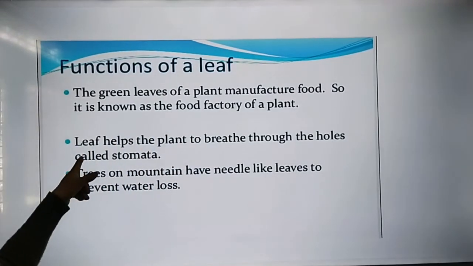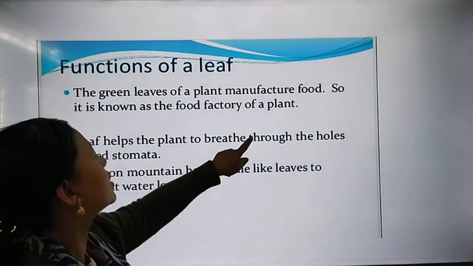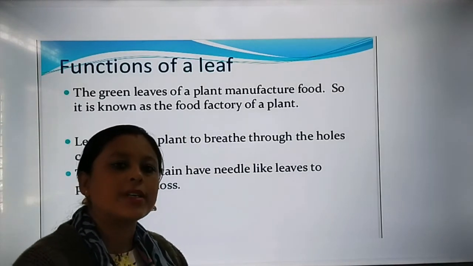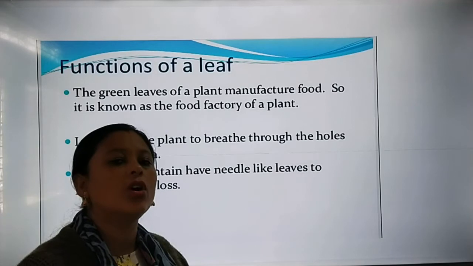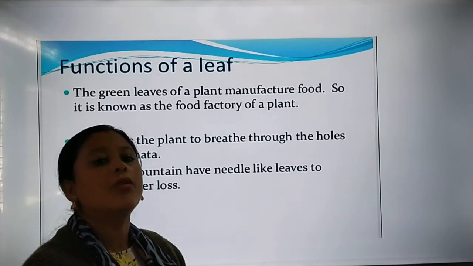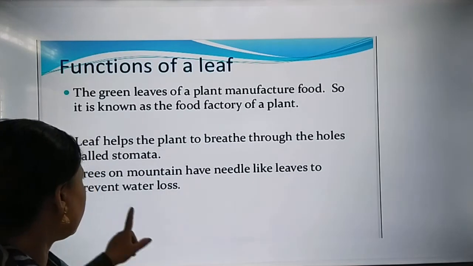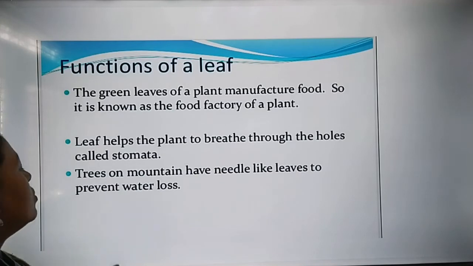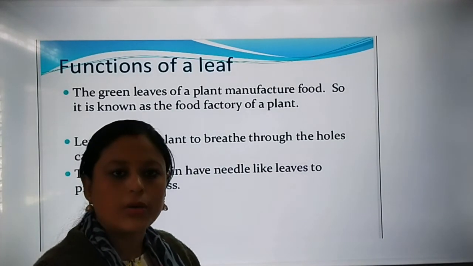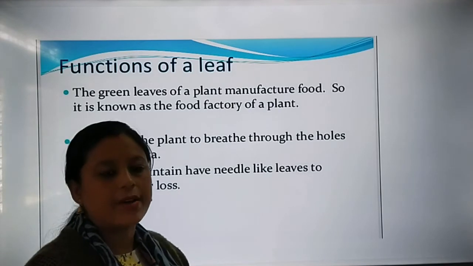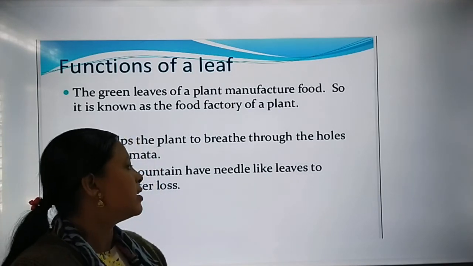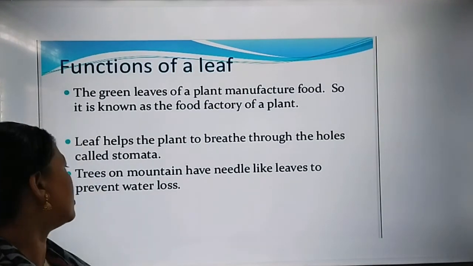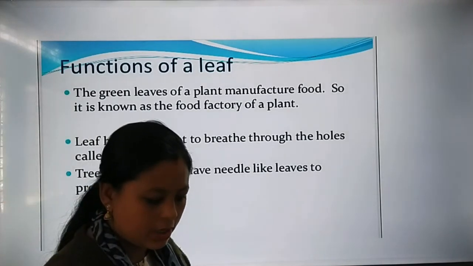Understood? Leaf helps the plant to breathe through the holes called stomata. We have already studied that stomata are present on the lower surface of the leaf, which help the plants to breathe. Trees on mountains, like in hilly areas, have needle-like leaves to prevent water loss.